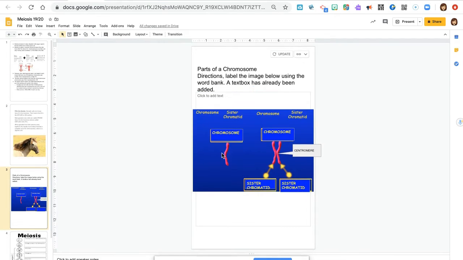Okay, so two things are labeled chromosomes. You basically count chromosomes by the amount of centromeres they have. So there's a centromere, so that's one chromosome. There's a centromere right there. That's another chromosome.